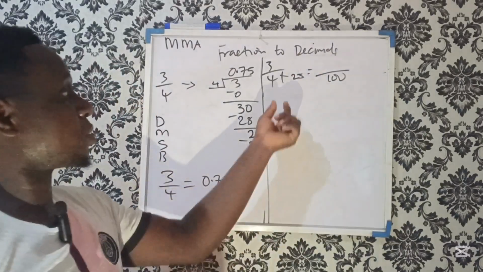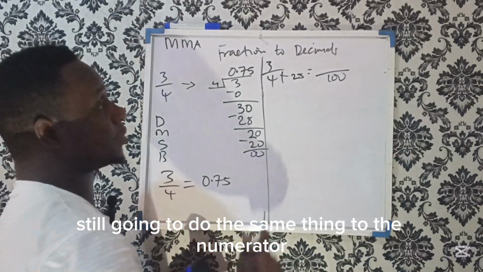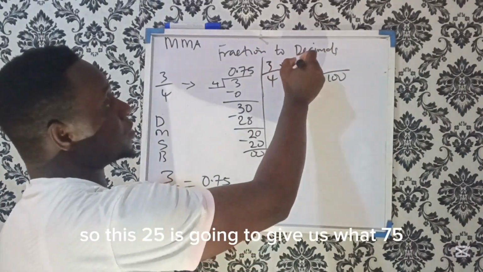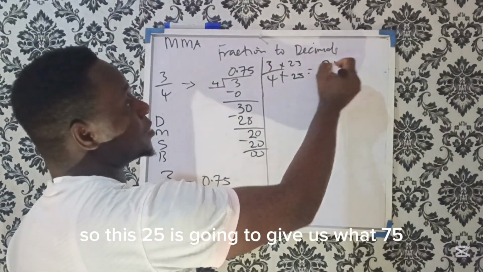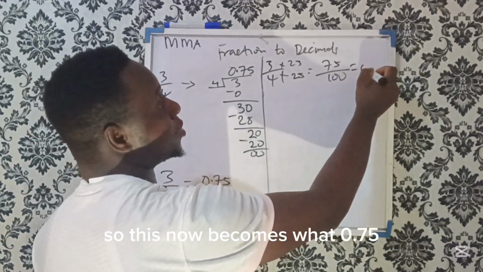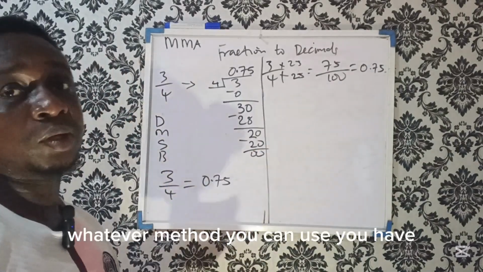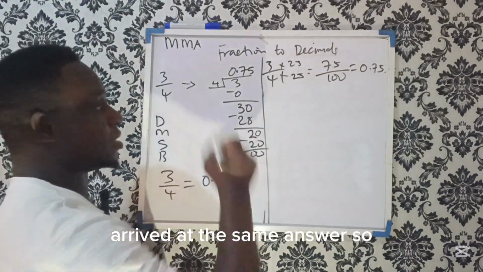So if we multiply this by 25, we are going to have 100. Because we have altered the denominator, we are going to do the same thing to the numerator. So this 25 is going to give us what? 75. And there it becomes easy to convert. So this now becomes what? 0.75. Whichever method you use, you arrive at the same answer.